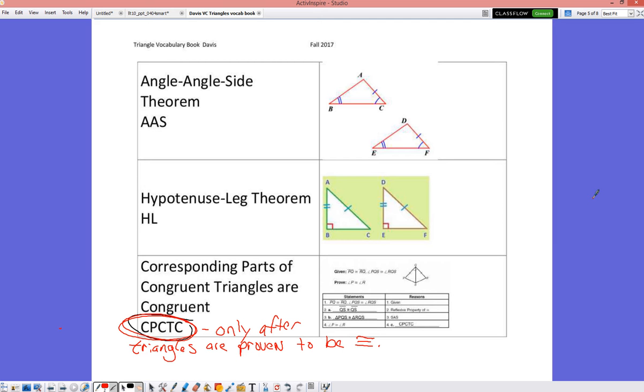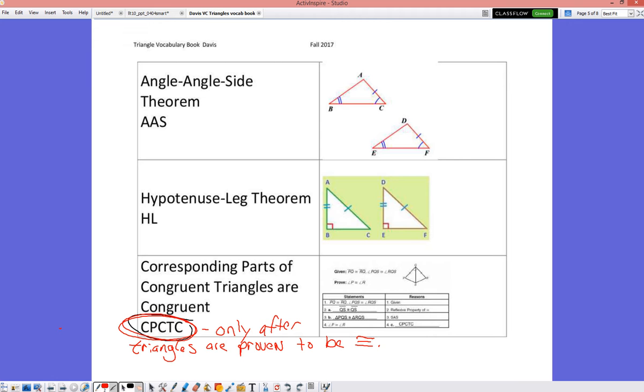So, right here, triangles are congruent. And then after you prove the triangles are congruent, everything after that, you could actually say corresponding parts of congruent triangles are congruent. So all pieces are congruent after that. Like that's only going to be proven after you prove the triangles are congruent.